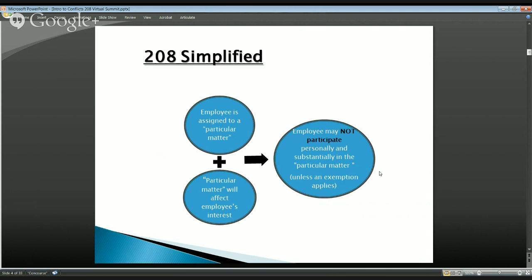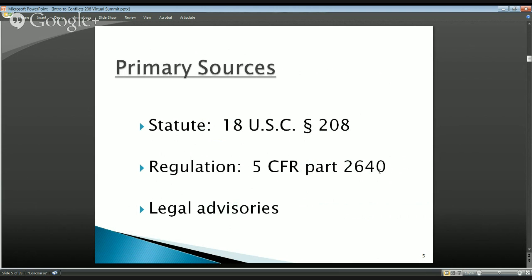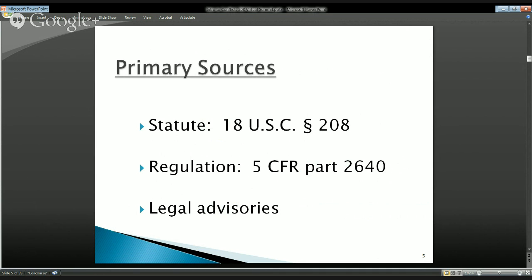All right, Ryan. So we're not alone here. We don't have to memorize the statute. We have the text of the statute available to us. We have the regulation, and we have a number of OGE legal advisories. So let's take a look at where we should start when we're conducting our analysis under 18 U.S.C. Section 208. Okay, so the first thing that we've got is the compilation of federal ethics laws.